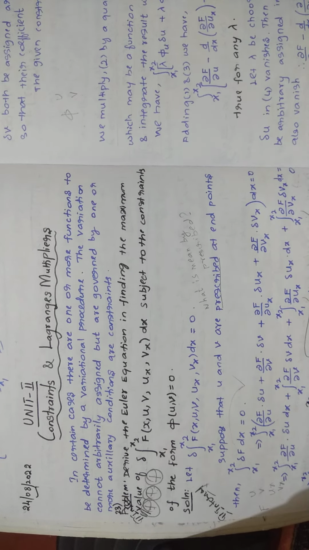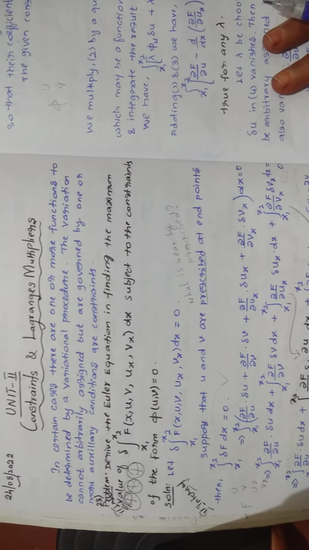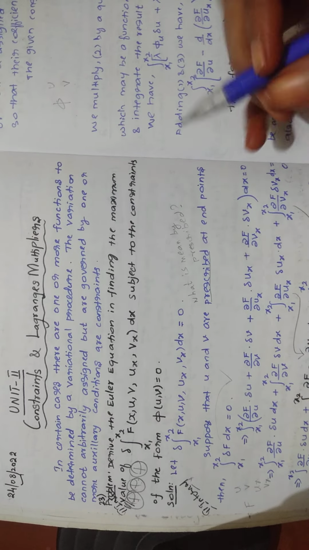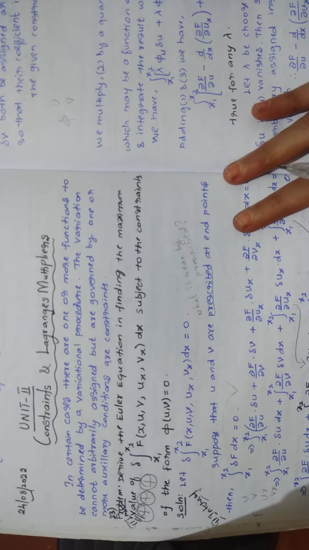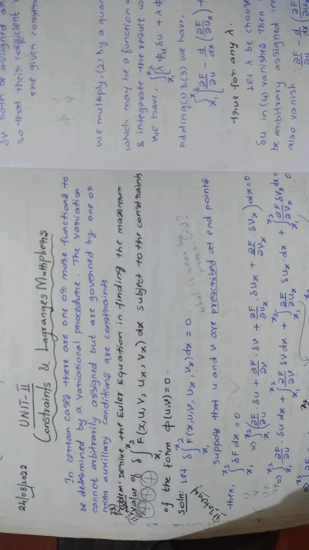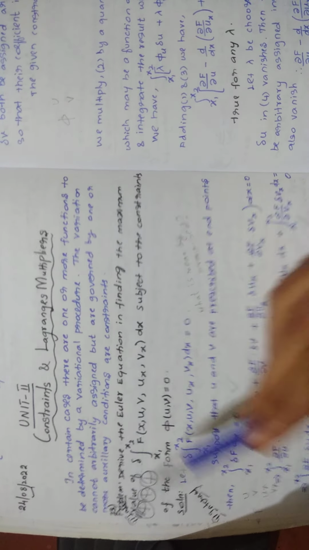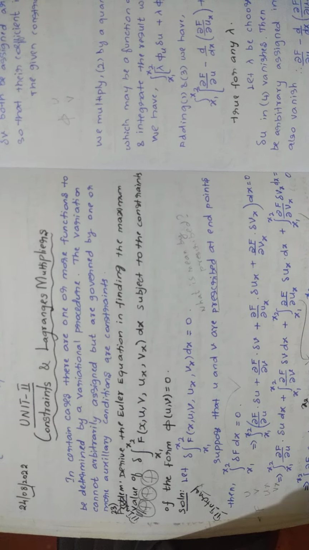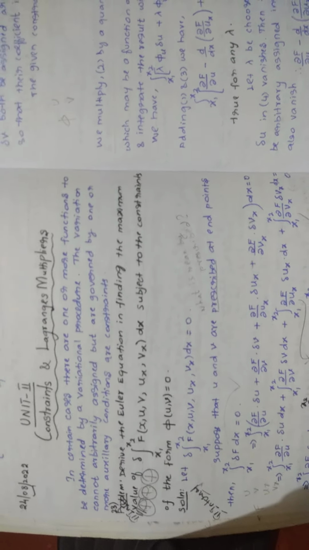In this video, I will be explaining a problem that you can see in the second unit of the Calculus of Variation and Integral Equations paper. Okay, so this is a very important question. Let me read the question. Derive the Euler equation. That is, they are asking us to derive the Euler equation.